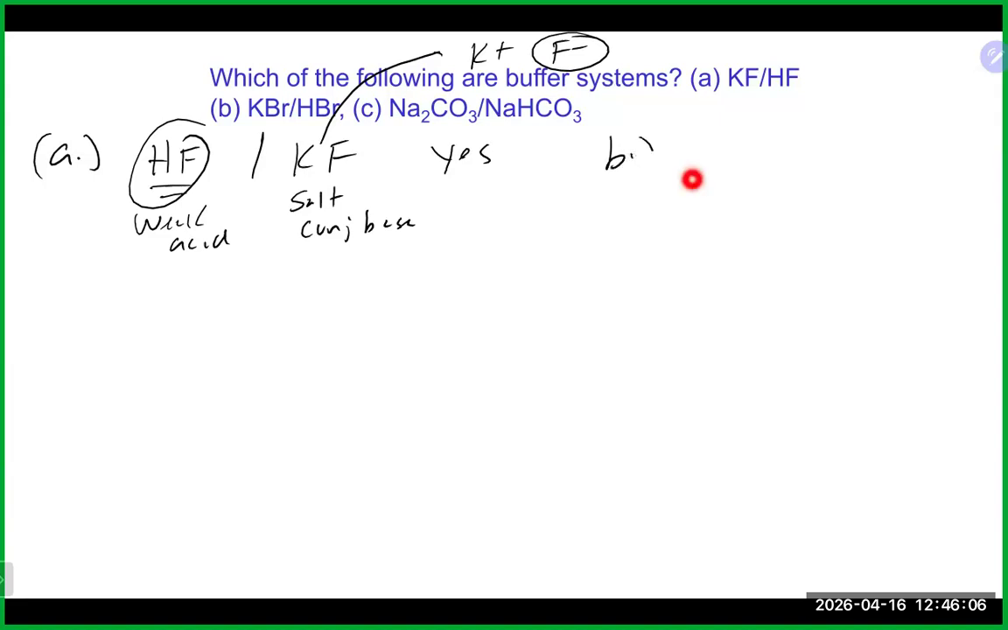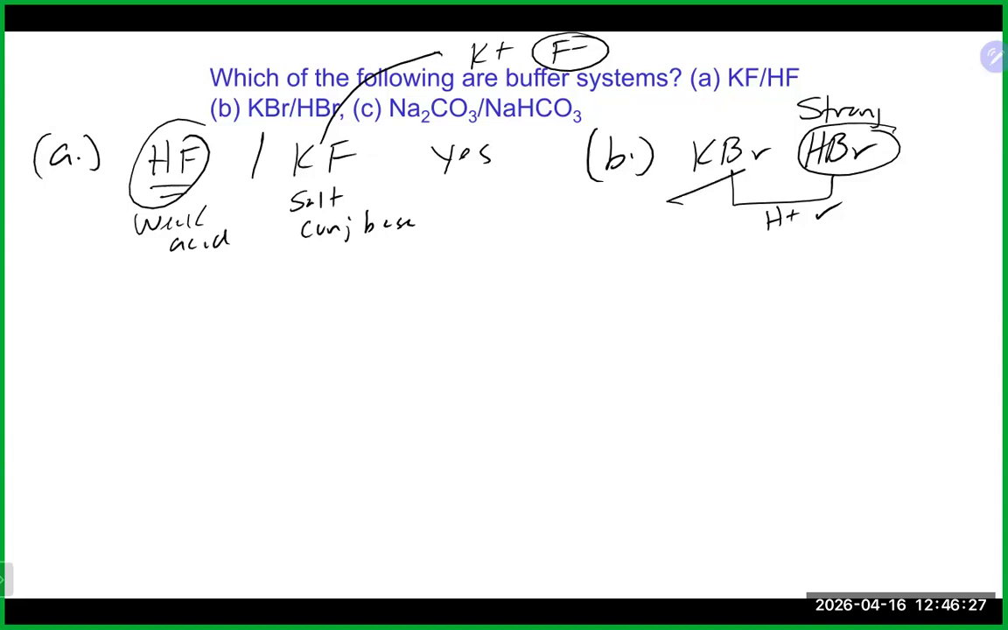How about B? Will B work? KBr and HBr. They are related to each other by 1 H plus, so that is a check. HBr is what type of acid? HBr is a strong acid, yeah. So because it's a strong acid, can it be a buffer? It cannot. Because of that, it cannot be a buffer because, as we talked about, HBr has no way to keep HBr in solution, so you would not have an acid part to your buffer that's necessary.